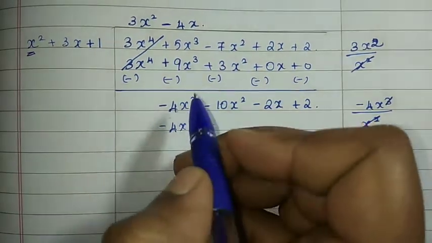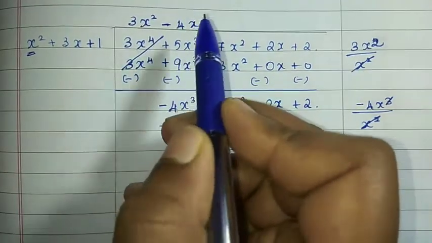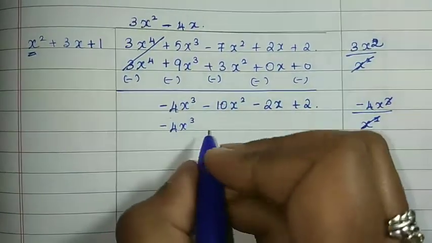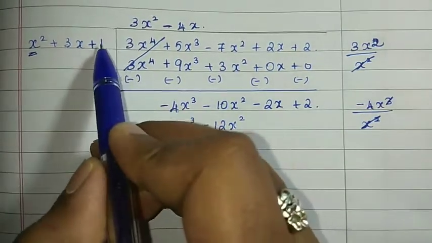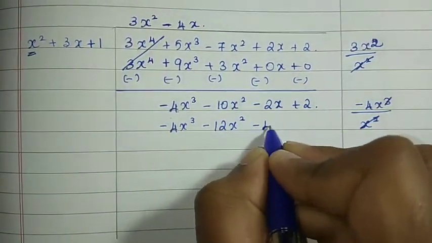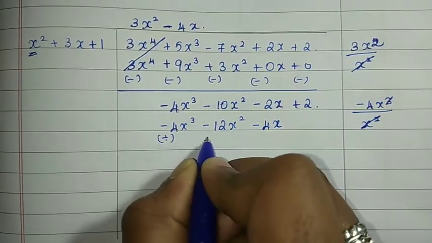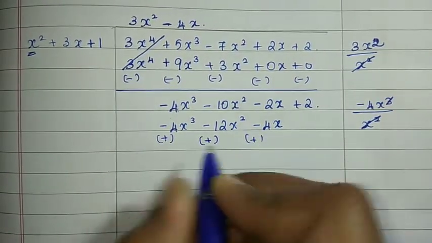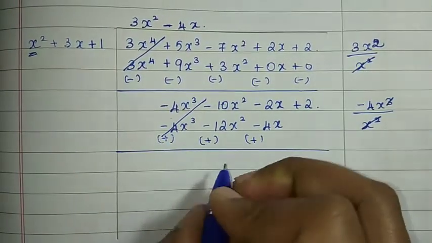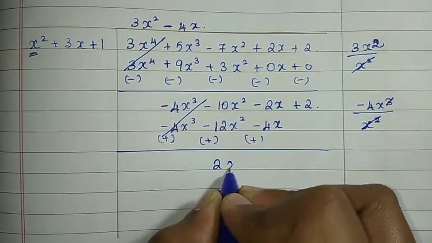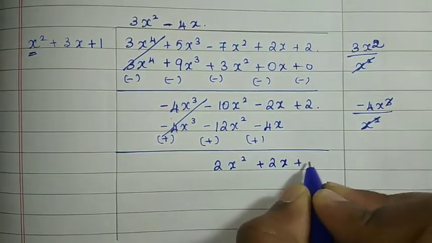Okay. So next, minus into minus is minus. 3 into 4 is 12, x into x is x square. So minus 12x square. And here it is minus 4x. So I will be changing the sign: plus, plus, plus. So the first term will get cancelled. And here I will have 2x square, and here also plus 2x plus 2.